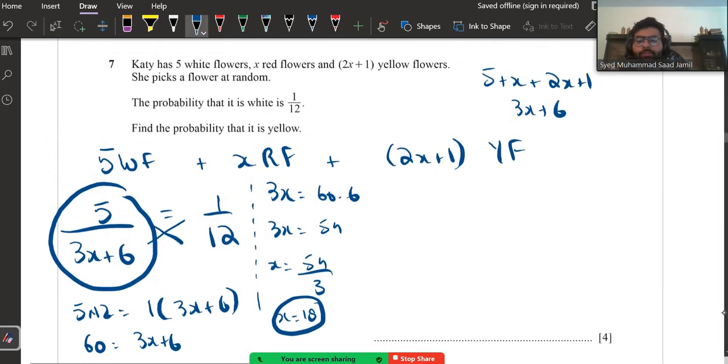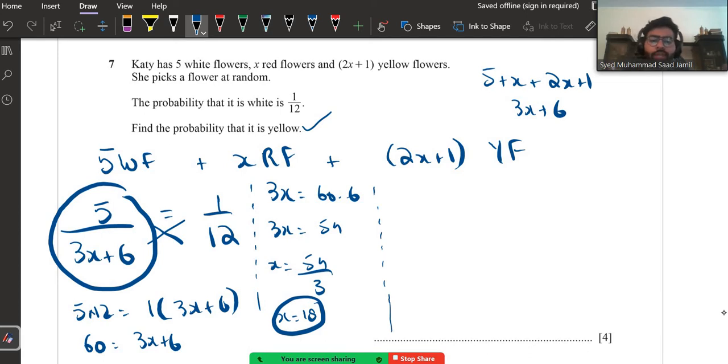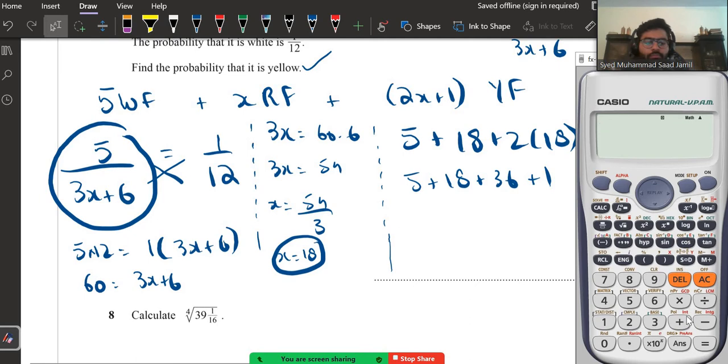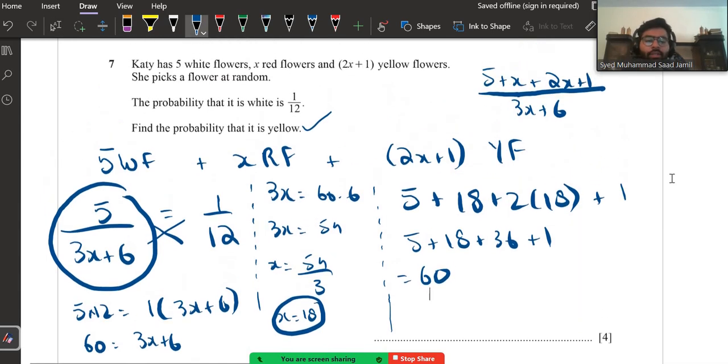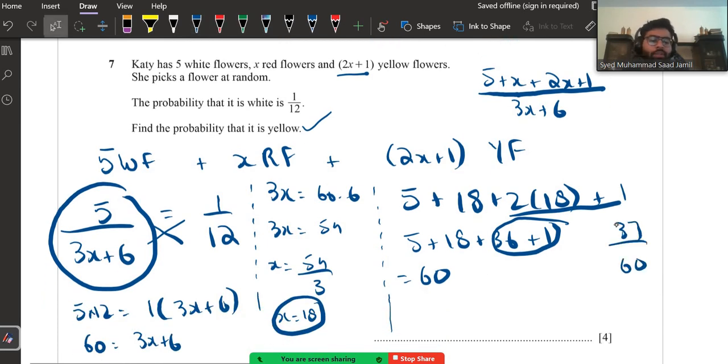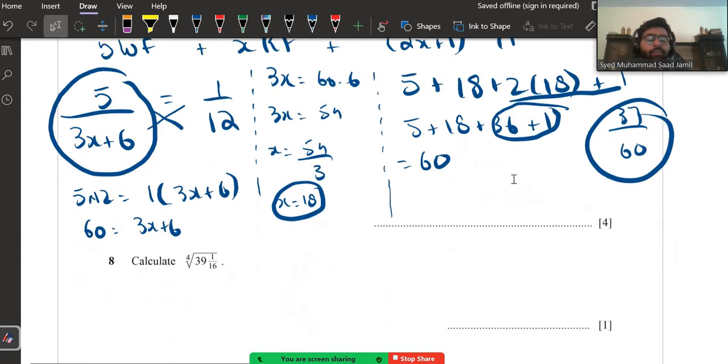Alright, so basically that means we need to find the probability that it is a yellow flower. So how many yellow flowers are there? Let's first calculate how many total flowers are there. 5 plus, instead of x we will use the same equation, 18, plus 2 multiplied by 18 plus 1. So this is 5 plus 18 plus 36 plus 1, which is 60. Total flowers are 60. And how many are yellow? 2x plus 1, which basically means 36 plus 1, 37. So the probability of yellow flowers is 37 upon 60. That's how you solve it.